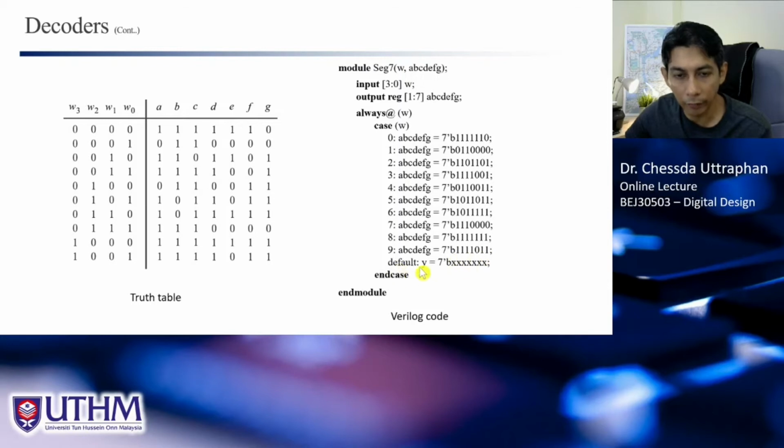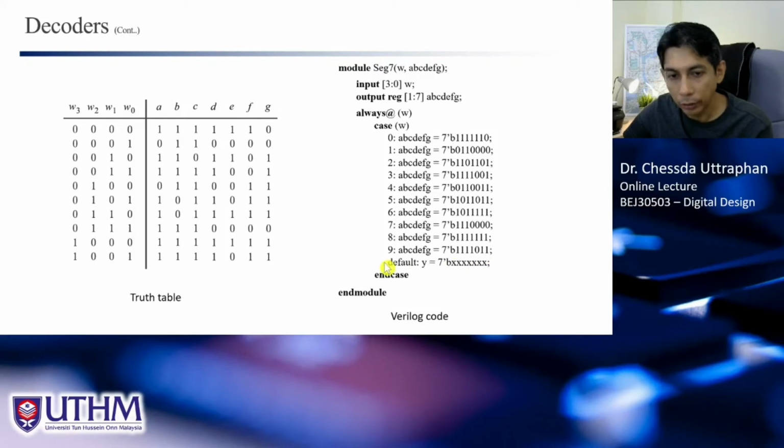And here we need to have a default. Why? Because the input here is 4-bit. So remember, if you have 4-bit input, you should actually have up to 15 combinations. Now you have only 9 combinations. So the rest you need to specify also. In this case, you specify the output other than this as don't care.